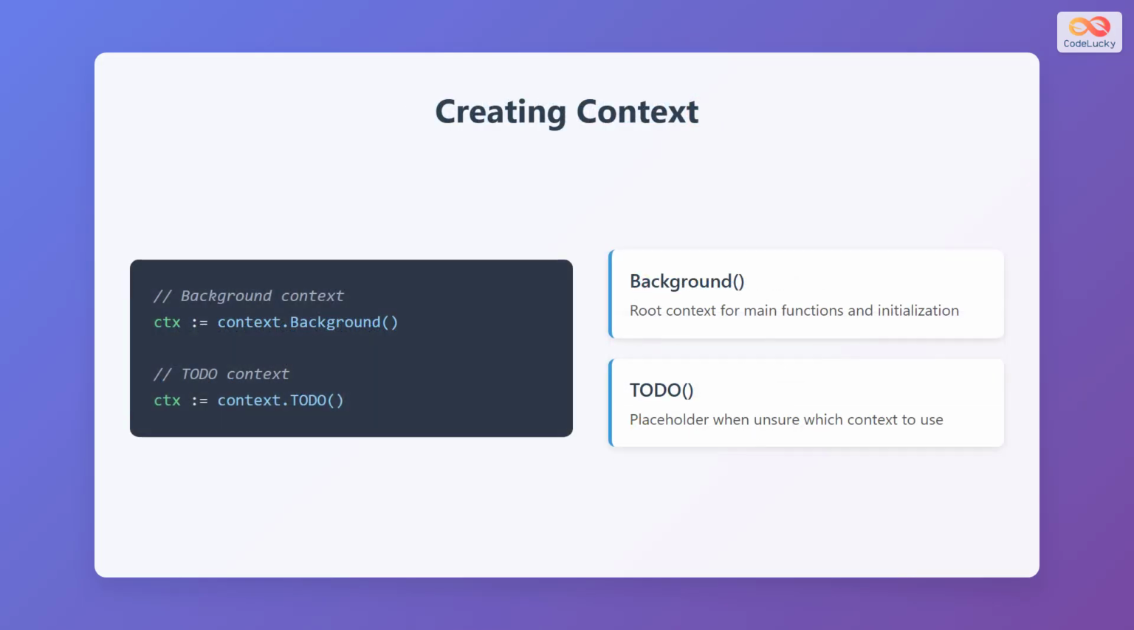Let's look at how to create a context. You can create a basic context using context.Background. This is typically used as the root context for main functions and during initialization. Alternatively, you can use context.TODO as a placeholder when you're unsure which context to use initially. Remember to replace it with a more appropriate context later on.